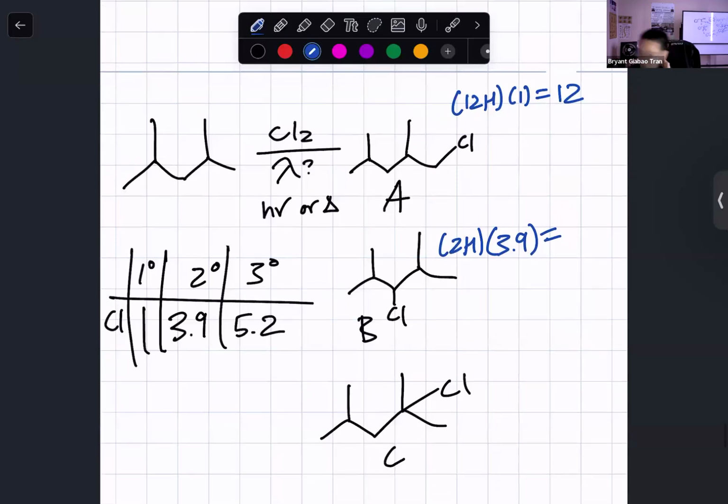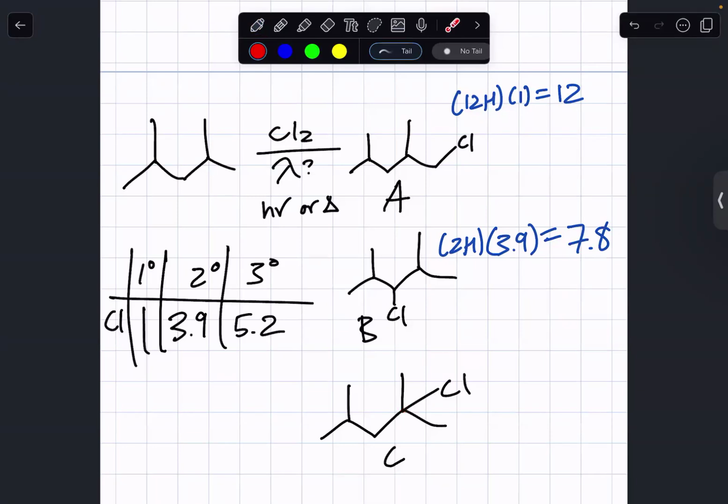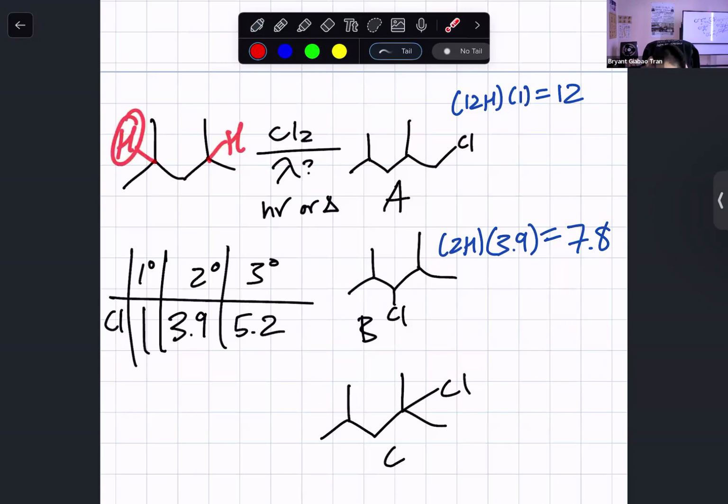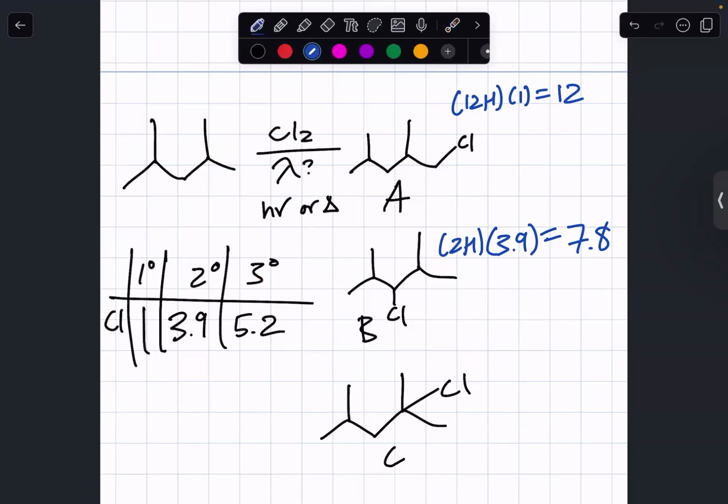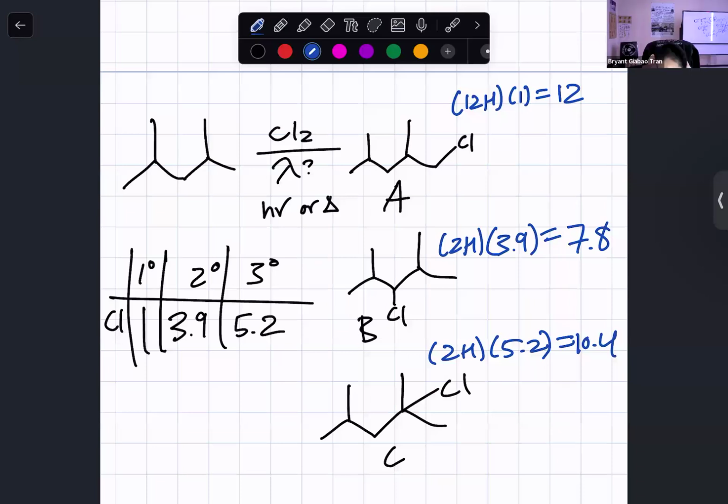Calculate it. What would this be? 7.8. Okay, how many hydrogens can create this product C? That would be 2. Yeah, there's this one and there's this one, right? That can create that product right there. Okay, 2 times 5.2, which is 10.4. Okay, so these are the relative abundances.